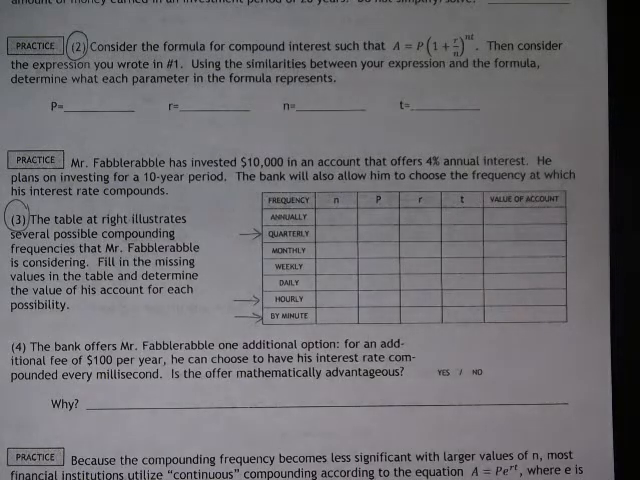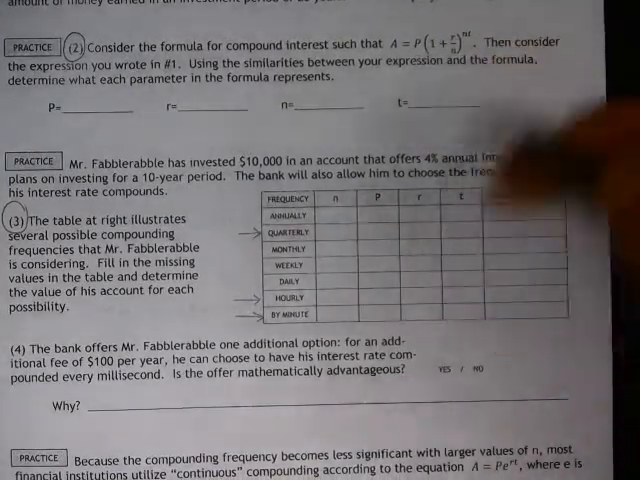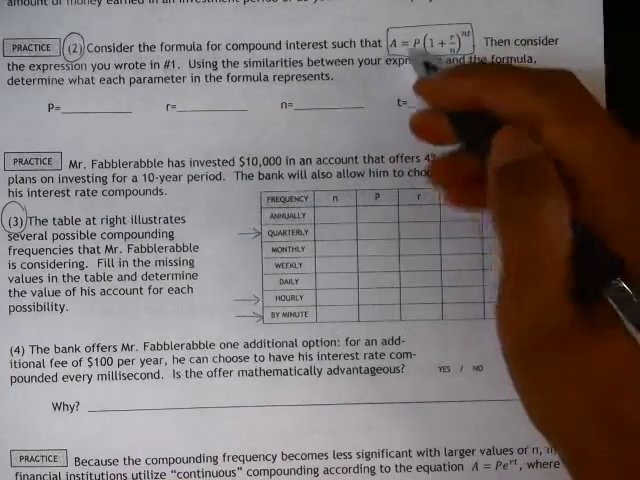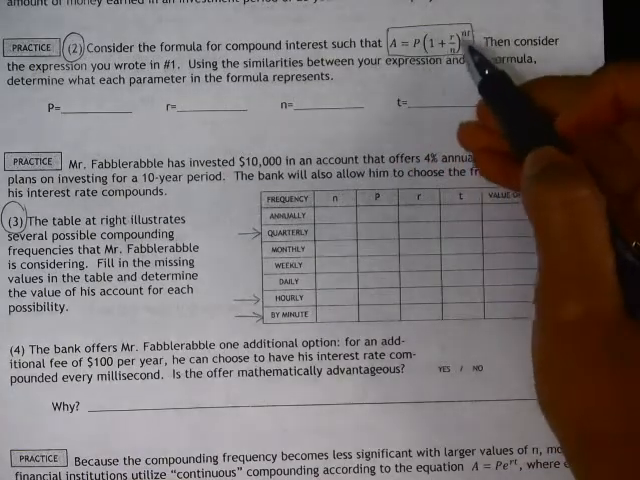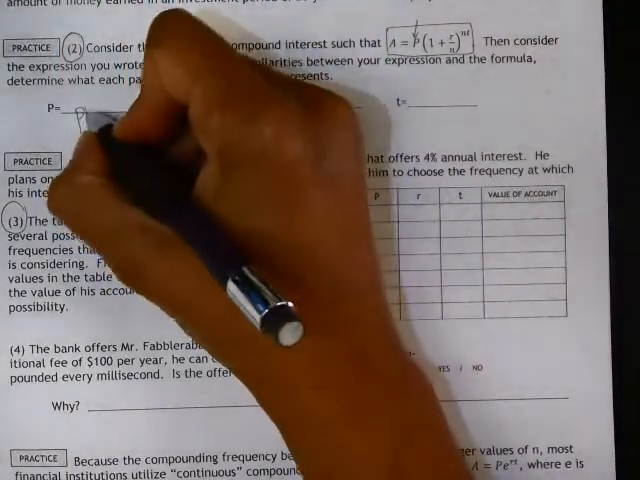This is worksheet 21.4, and we're going to look at number 2 and 3, which uses the formula for compound interest. So we're going to use this formula right here. So in number 2, we're going to define what each of these parameters represents.